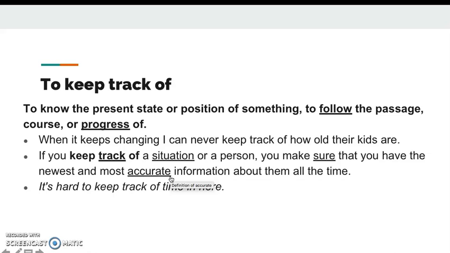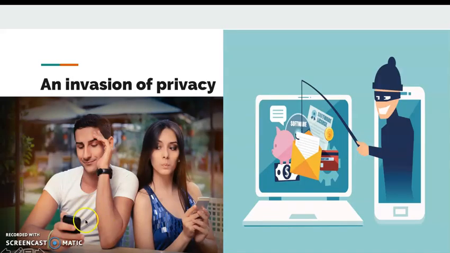If you keep track of a situation or person, you make sure that you have the newest and most accurate information about them all the time. You keep track of the situation. You follow the process of the situation or a person. Another example: it is hard to keep track of time here. It is hard to follow the course, follow the progress of time here.